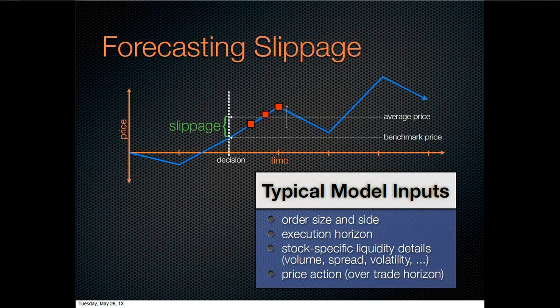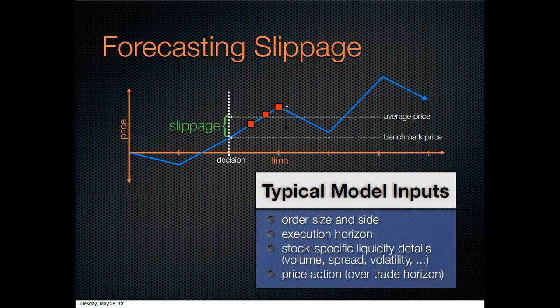How do we forecast it? Because that's really the key question when it comes to building a forecast into our backtest. So what we're trying to do is forecast this green number, the slippage, and typically we generate some kind of a model that has inputs from the laundry list that you see here.